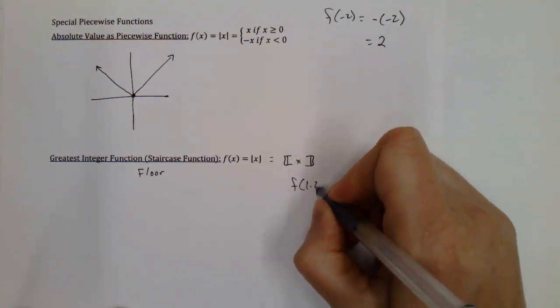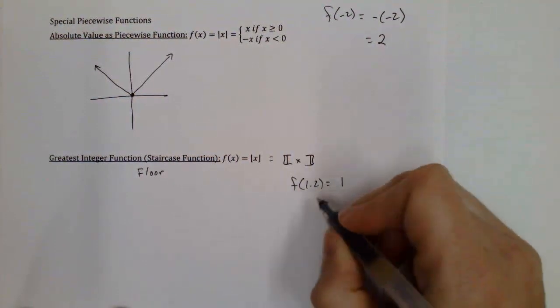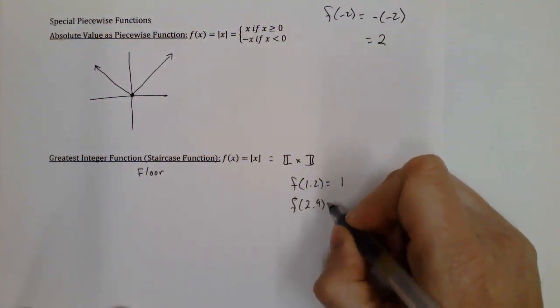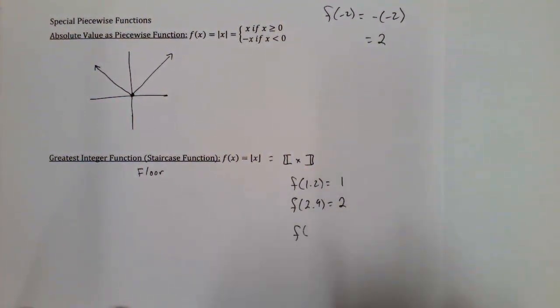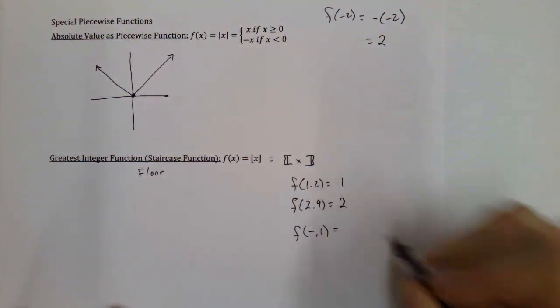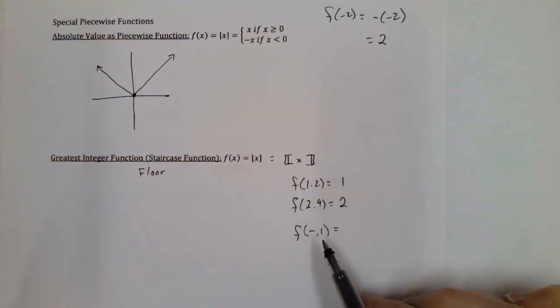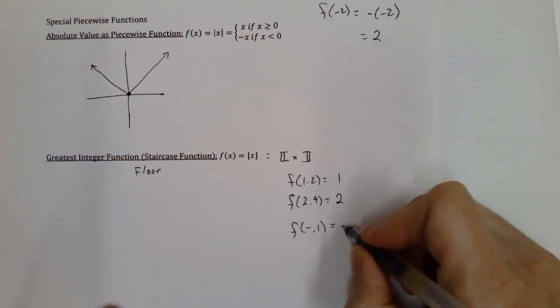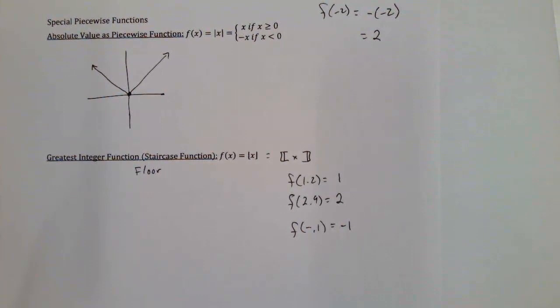So if you had f of 1.2, we're going to get 1. F of 2.9, we're going to get 2. Always be a little bit careful with the negatives. So f of negative 0.1, I'm not getting 0, I'm going down, so I would get negative 1. So again, we are essentially cutting off the decimal.